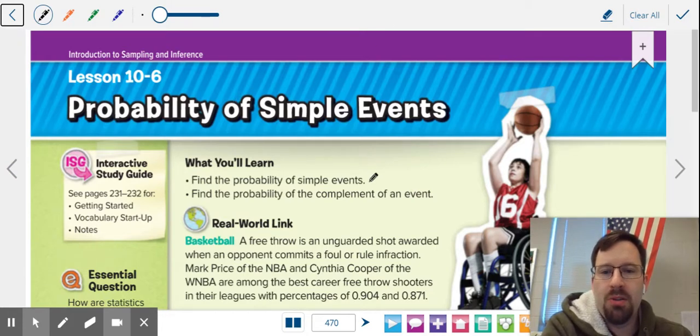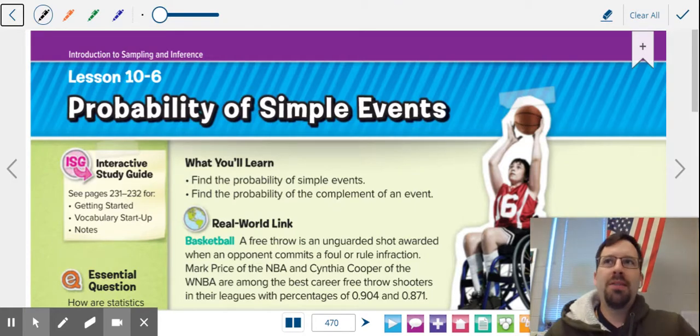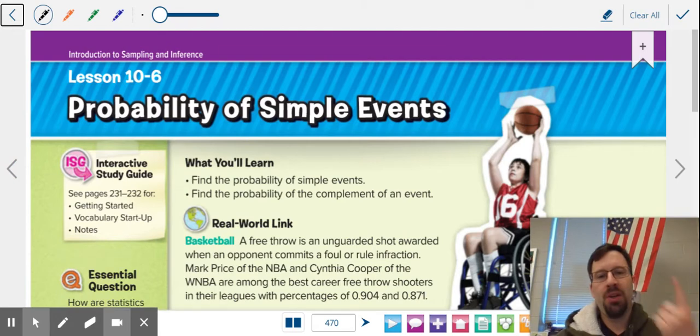Today we are starting the second half of Unit 10, which is on probability. So we're going to look at simple events. What are simple events? They're events that are only one thing. All right, you're looking for heads on a coin flip or a 5 on a dice roll. So we're talking about a couple elements of simple events today.